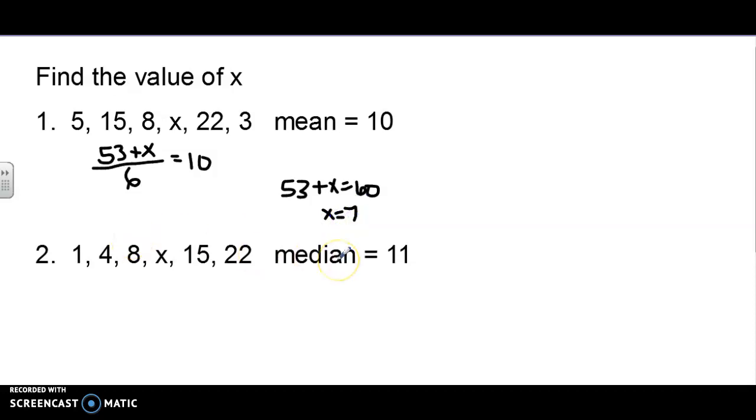Down here, they're telling me that the median is 11. It looks like this is all in order, except for this value is unknown. So I see that I know the first 3, and then I don't know the fourth one. Since there are 6 values, the median is in between the third value and the fourth value. So if it's 11, one way I can figure this out is I could say, well, 8 plus x divided by 2 should equal 11, because it should be halfway in between those, so I would add them up and divide by 2. So 8 plus x would equal 22. And so x would equal 14.